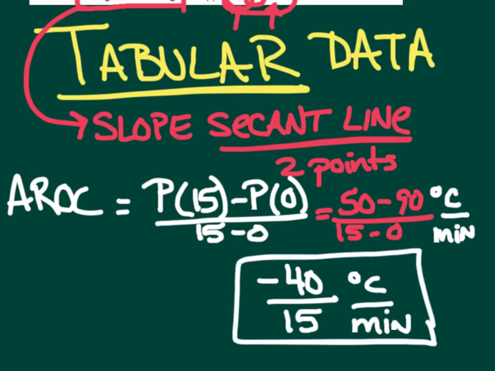Average rate of change. Well, that takes us to the end of our average rate of change video. So keep in mind, average rate of change is just the slope of the secant line, f of b minus f of a, all over b minus a.